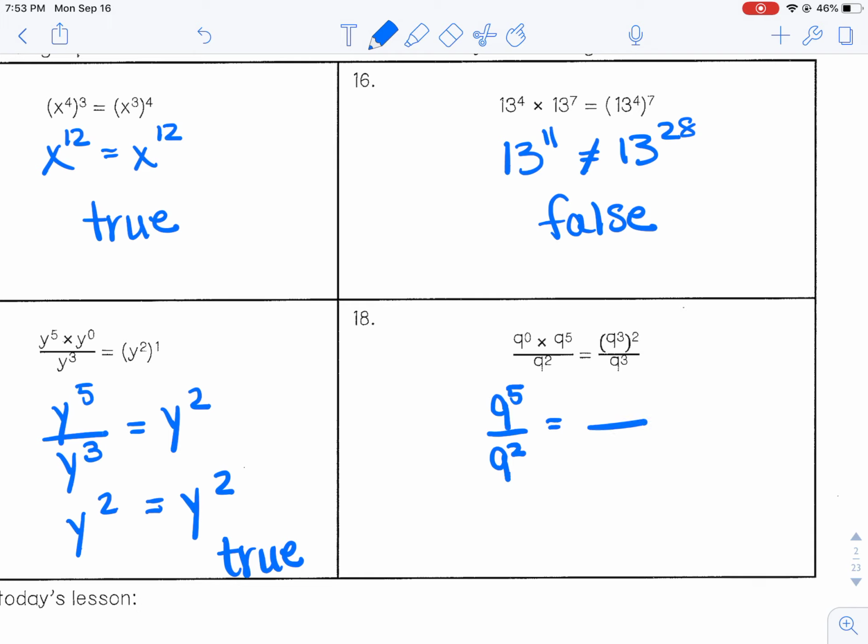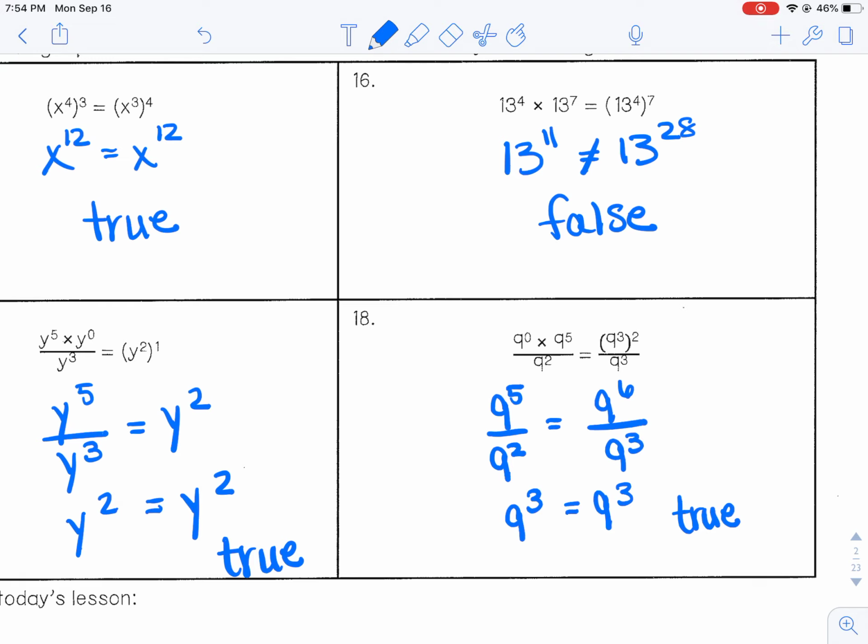All right, then I have 9 cubed raised to the 2nd power. That's a power to a power rule, so I have to multiply those exponents. So that's going to be 9 to the 6th power. And in the denominator, the 9 to the 3rd stays. Okay, so on the left-hand side, my bases are the same. I'm dividing, so I subtract those exponents. That's going to give me 9 to the 3rd power. Do the same thing on the right. Subtract those exponents, and I also have 9 to the 3rd power. So these are true statements.